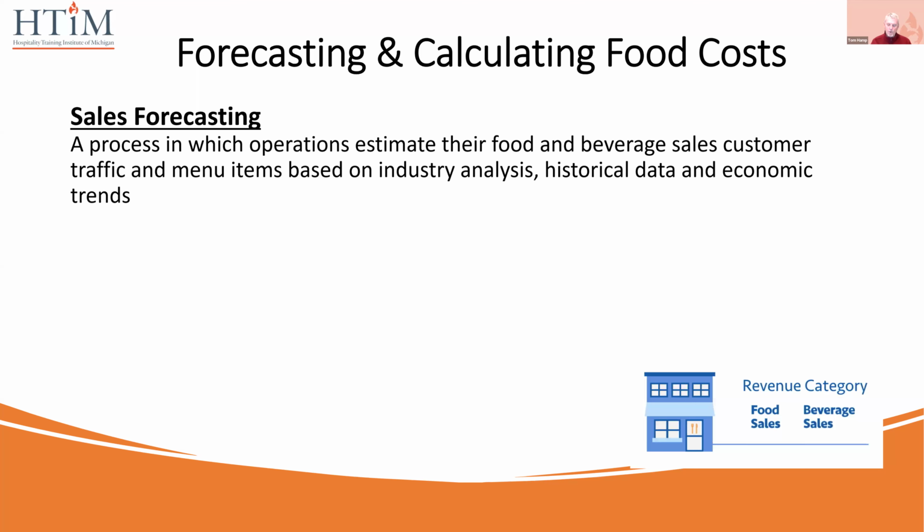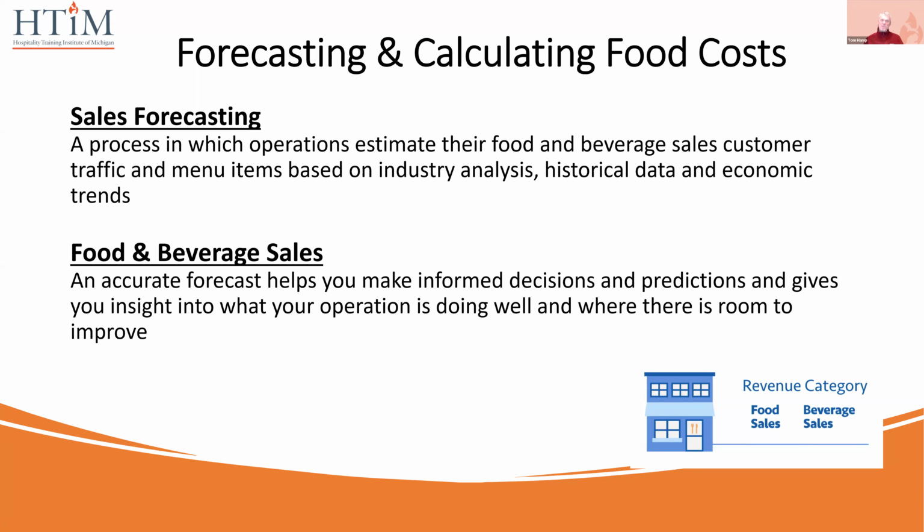So when we talk about sales forecasting, it really is a process to estimate food and beverage sales along with customer traffic and menu items based on a number of things, right? Same thing we talked about before: industry analysis, historical data, and economic trends. And again, your historical data of what you did in this same store or organization last month at the same time, last quarter at the same time, or last year at the same time, depends on how you measure it.